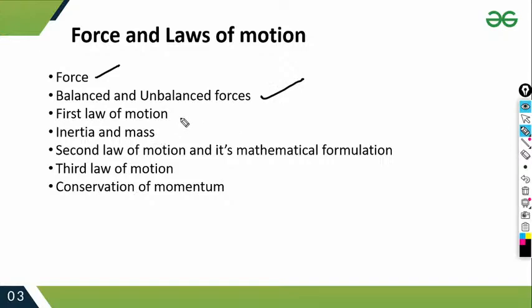Then we have three laws of motion. We are going to see all of them one by one. First we'll see the first law of motion. I'm not going to cover the topic over here.